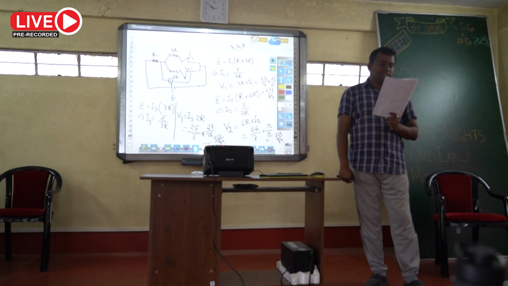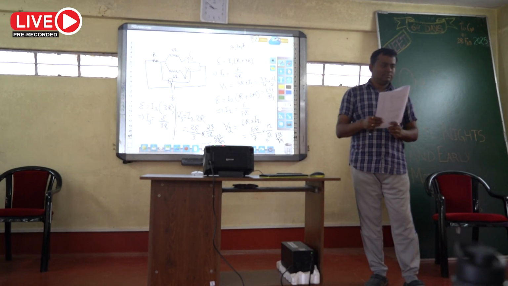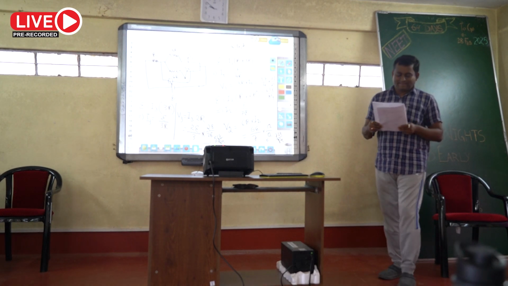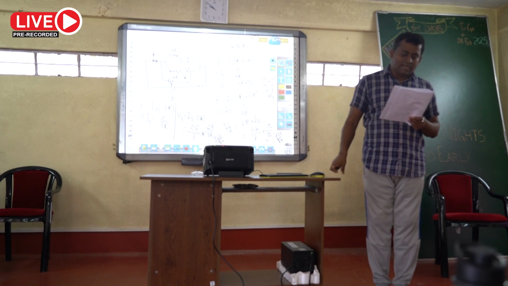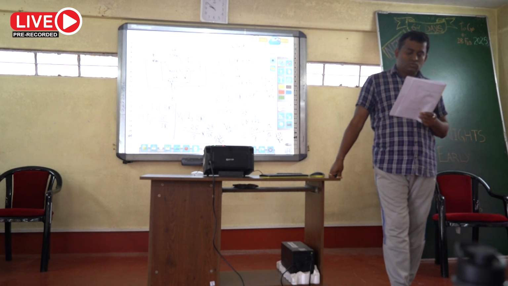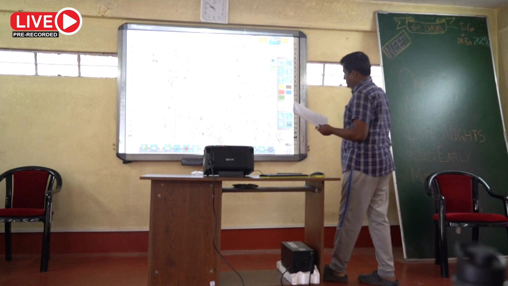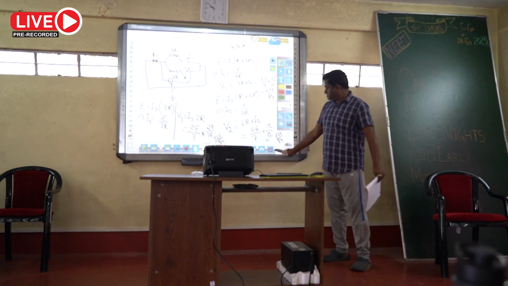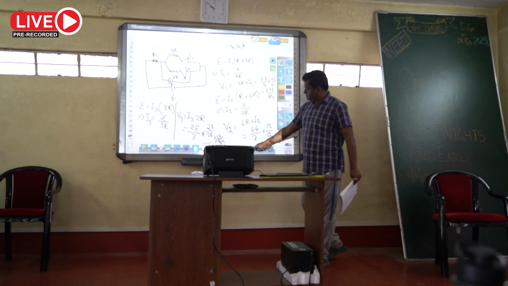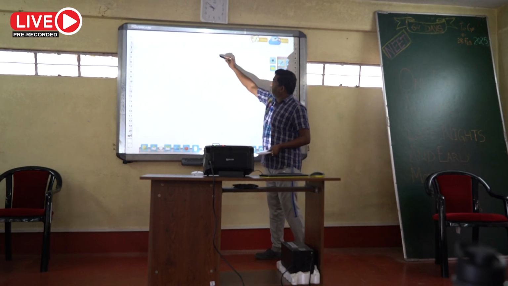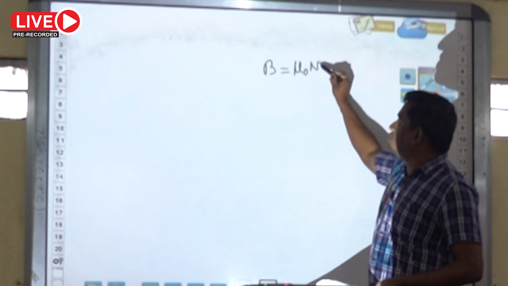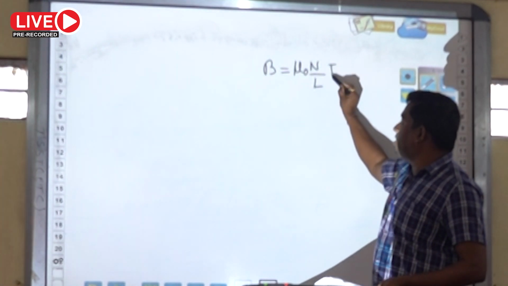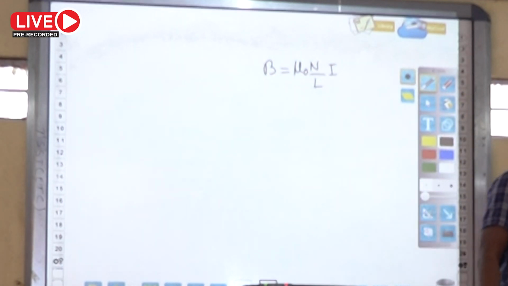Question number 47, the circuit shown in the figure. Figure is not there. Then, at the midpoint along the length of a solenoid, the magnetic field is equal to X. Okay, that question. See, we know that inside the core of a solenoid, magnetic field B equals mu naught N by L into I.